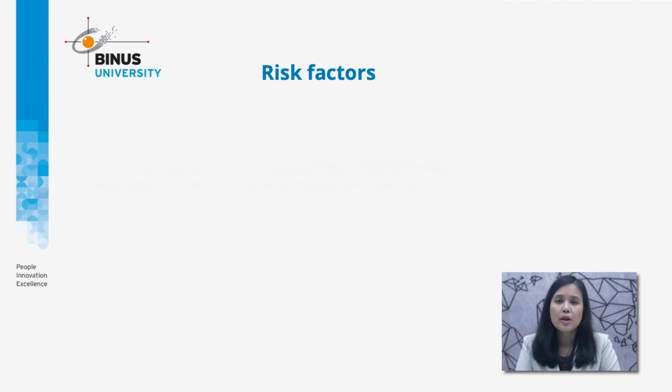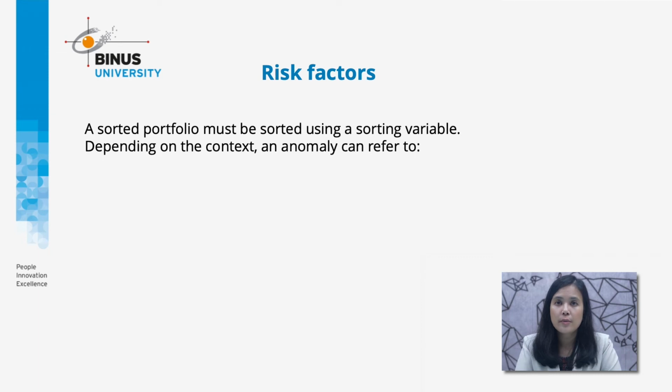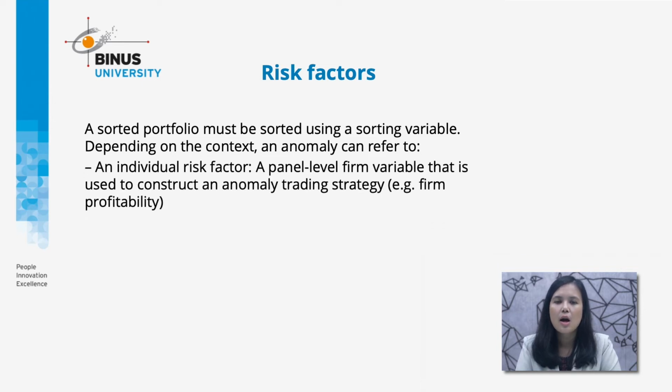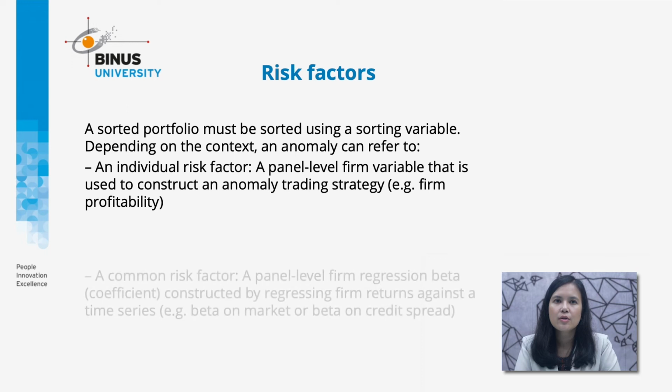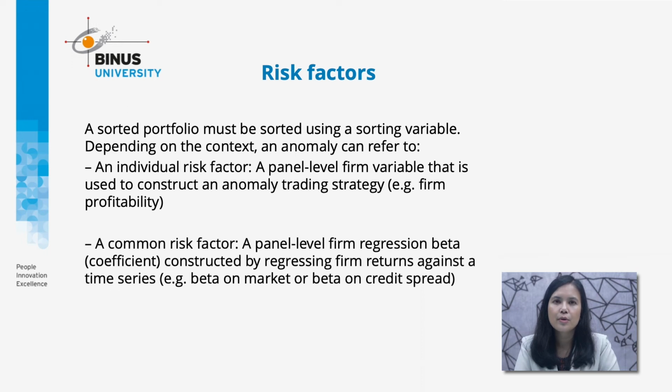A sorted portfolio must be sorted using a sorting variable. Depending on the context, an anomaly can refer to an individual risk factor, a panel-level firm variable that is used to construct an anomaly trading strategy, for example, firm profitability; and a common risk factor, for example, a panel-level firm regression beta, constructed by regressing firm returns against a time series.